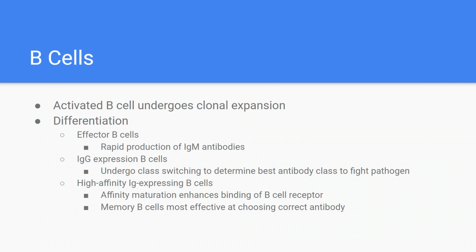And then finally, there are high affinity Ig expressing B cells. So some will undergo affinity maturation that enhances the binding of the B cell receptor, whereas memory B cells are by far the most effective at choosing the correct antibody.